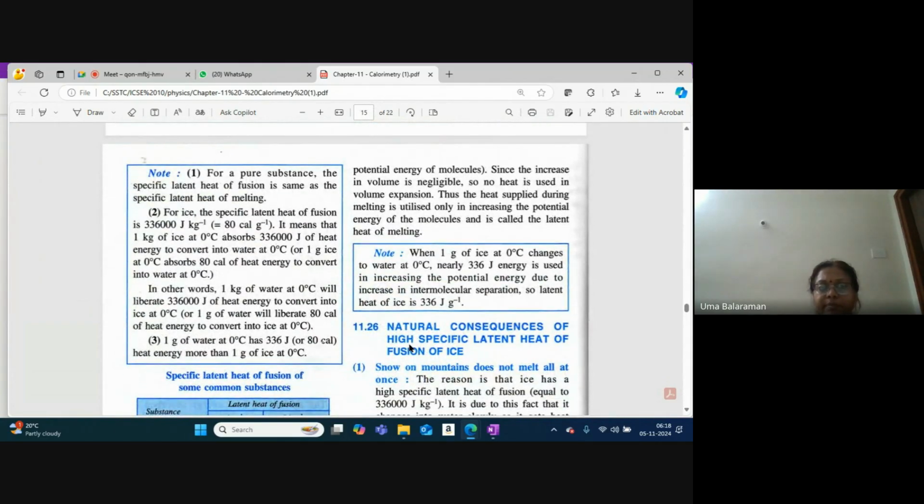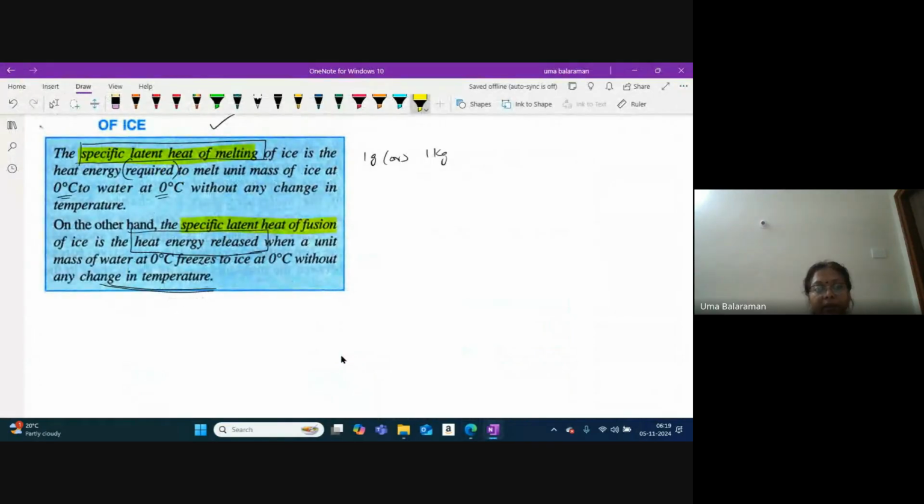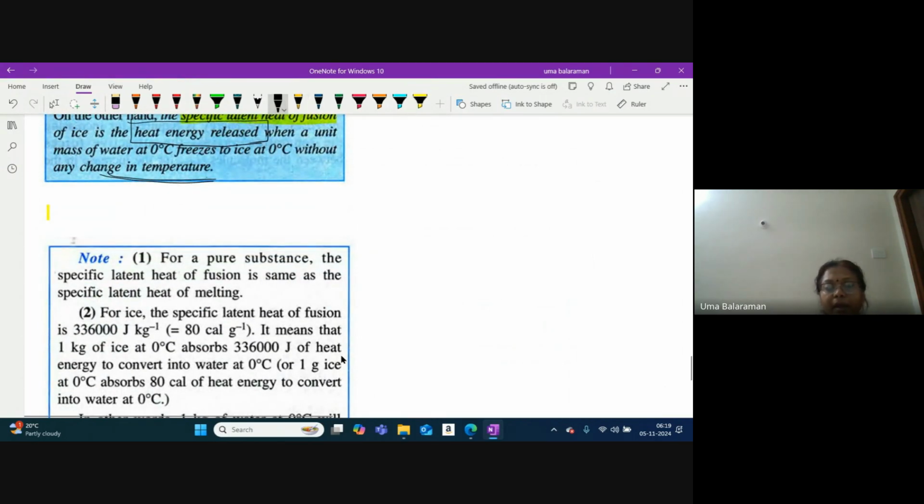For pure substance, the specific latent heat of fusion is same as the specific latent heat of melting. Again, this can be assertion reasoning. What do they say? For example, if it is x joules per gram, the latent heat of melting of ice cube to water is x joules per gram, then it will be same x joules for fusion.